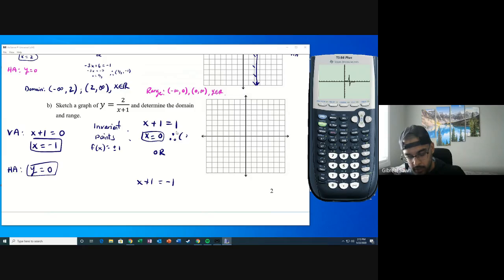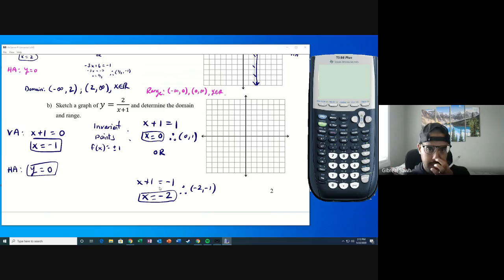Therefore, my point is (0, 1). If it's equal to negative 1, that means x is equal to negative 2. That means my point is (-2, -1). Like I said before, the y values will stay as 1 and negative 1, but the placement of them along those horizontal lines will be different. One of them is going to be at 0 this time, one of them is going to be at negative 2. With the 2 asymptotes and the 2 invariant points, we have enough information to draw this graph.